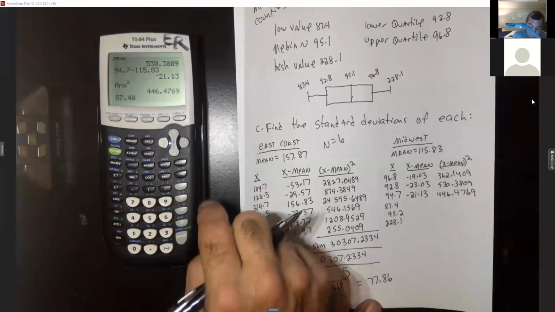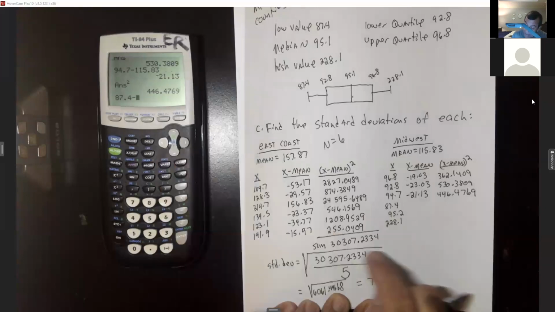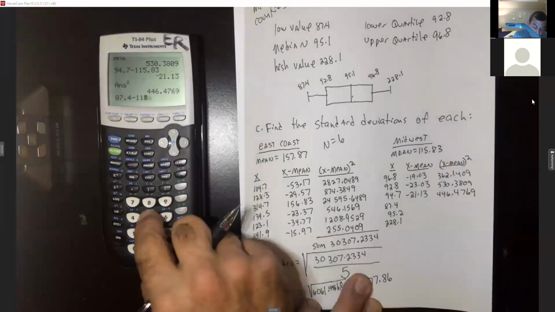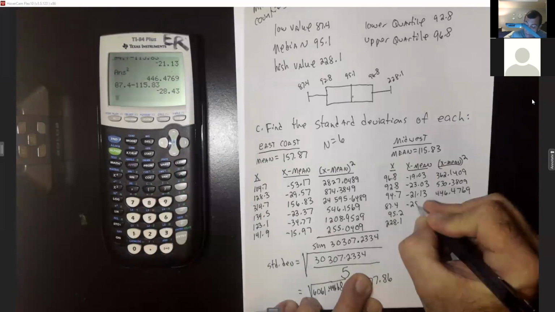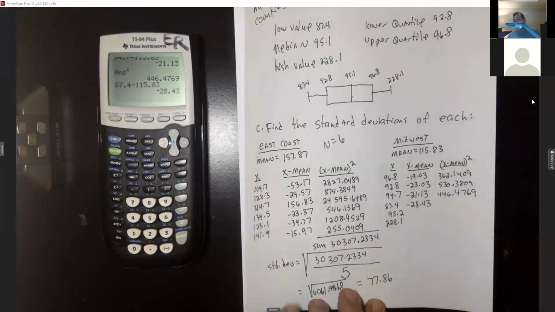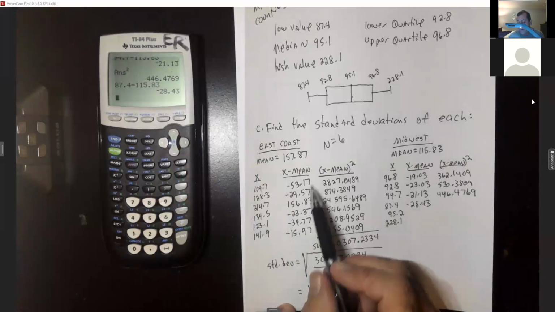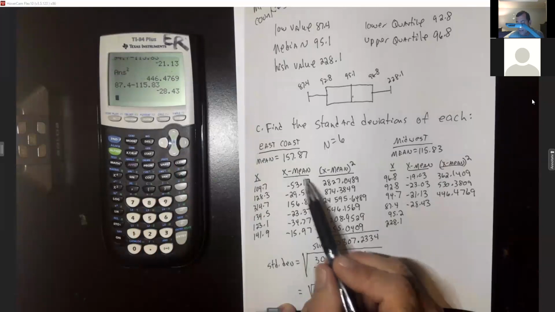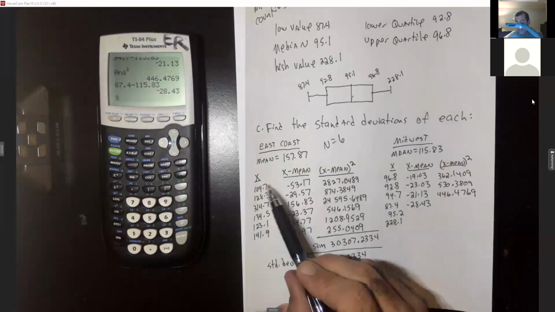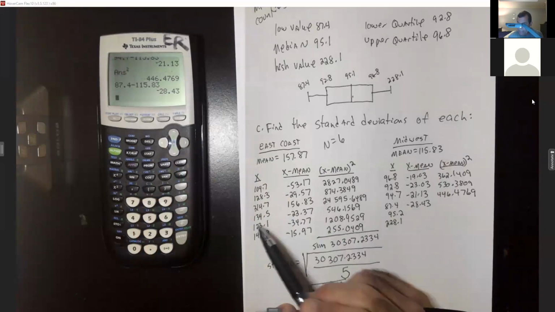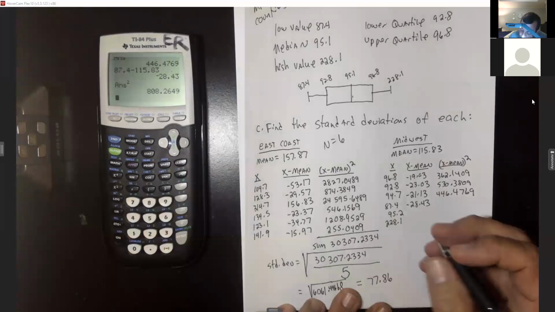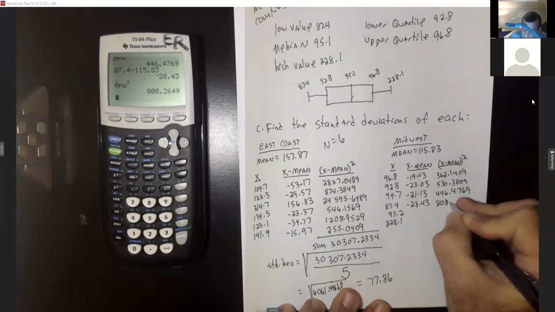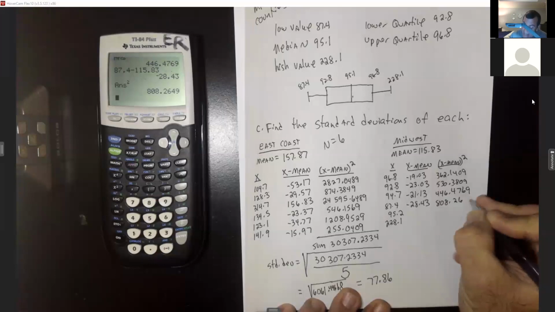87.4 minus 115.83 is going to give me a negative 28.43. And y'all, watch how I'm doing this. Some of these homework questions are going to ask you how do you find these squares, and that's because we're subtracting the mean from our data points, okay? All right, let's square that, and I get 808.2649.